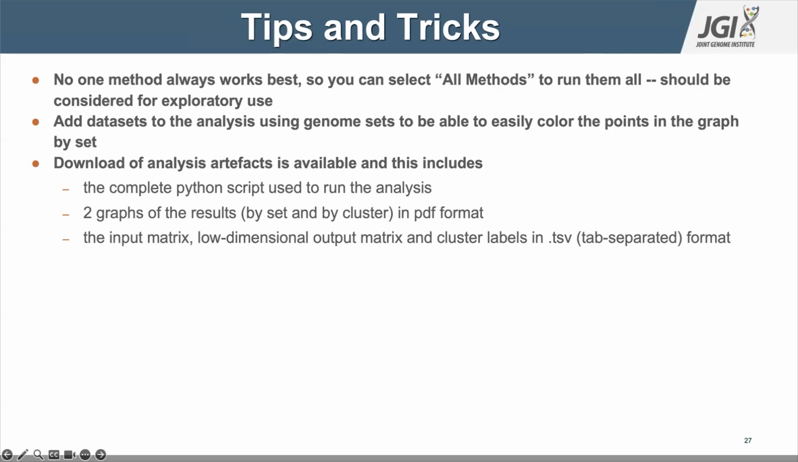And finally, we provide a download bundle that contains all of the artifacts from the run, including the Python code and some graphs in PDF format. It also includes the full abundance matrix, which is the input to the statistical analysis. So if you want to run your own additional analysis outside of IMG, you can download the bundle and do that.